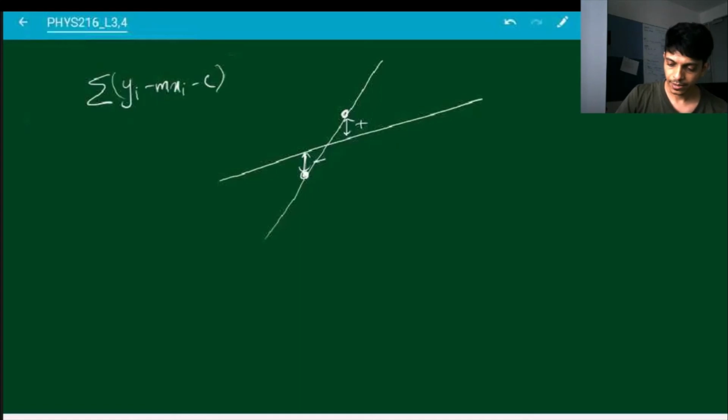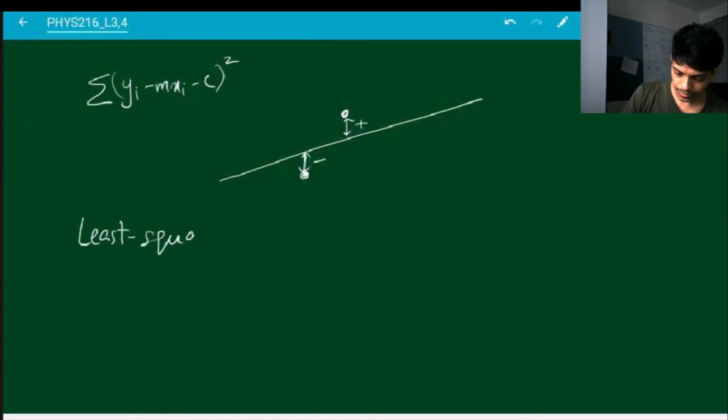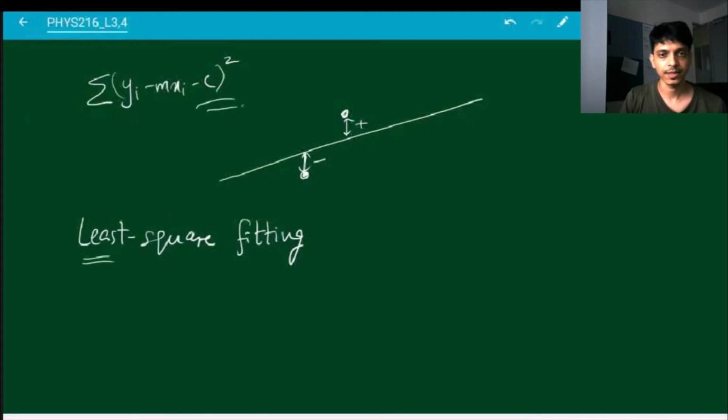So to make sure that we are not unnaturally cancelling them out, we make it square. Whether it is positive or negative, you are still counting the error in both cases, and they're adding up. They're not subtracting and cancelling each other out. So that's why we do square. This is least square fitting, because you're fitting a straight line to your data by minimizing the squares of these errors.